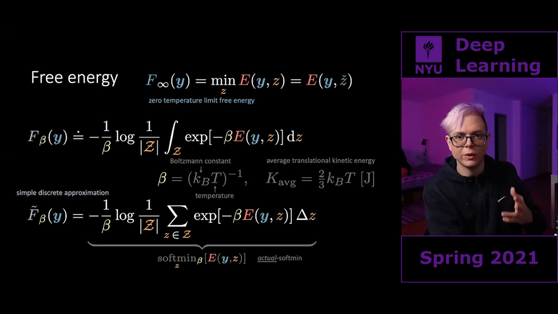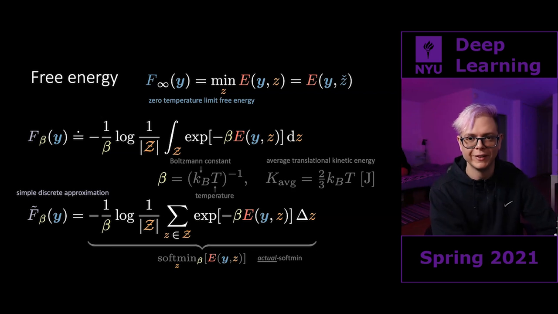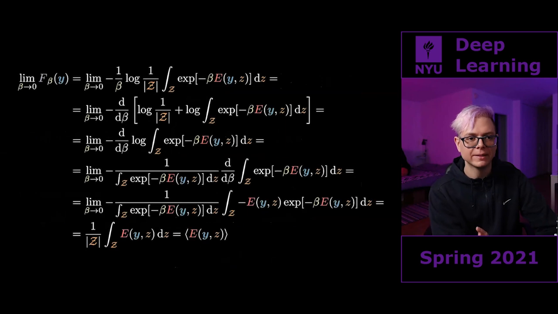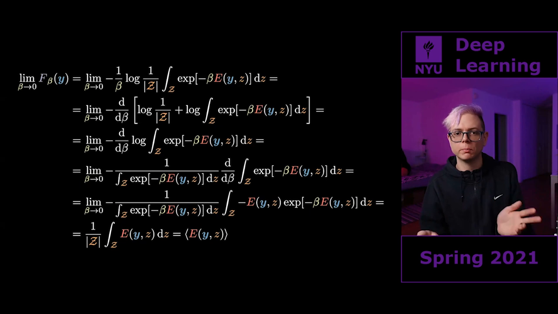Later on, I'll tell you why, what they've done and what's going on in terms of programming and names. Anyway, what happens now if beta goes to zero? What happens if you go to the sun? What happens if it's super, super warm?